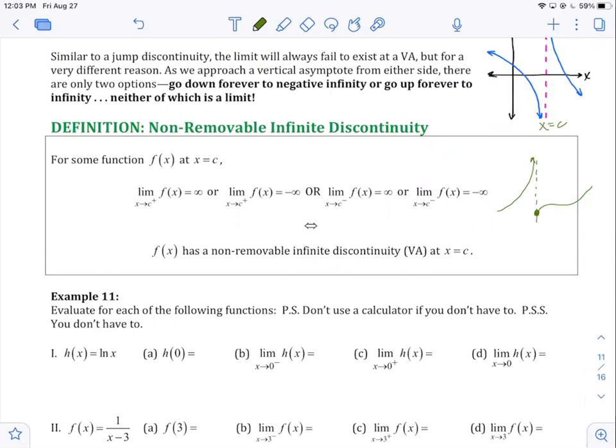I think you said this yesterday, but I just want to make sure. So do you have a limit for infinity or negative infinity?